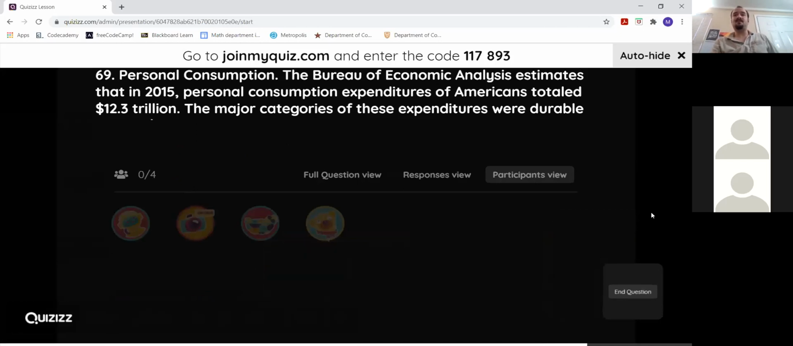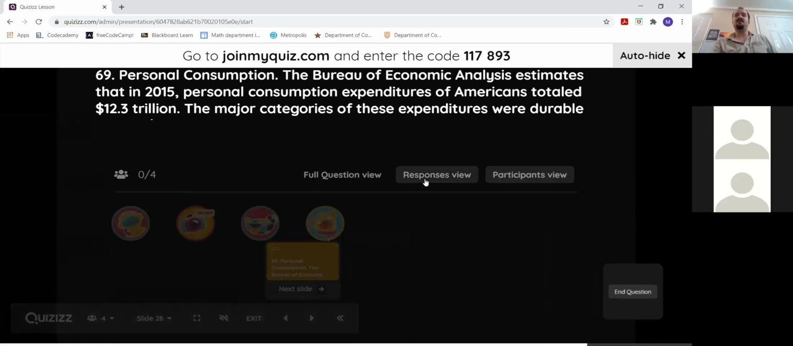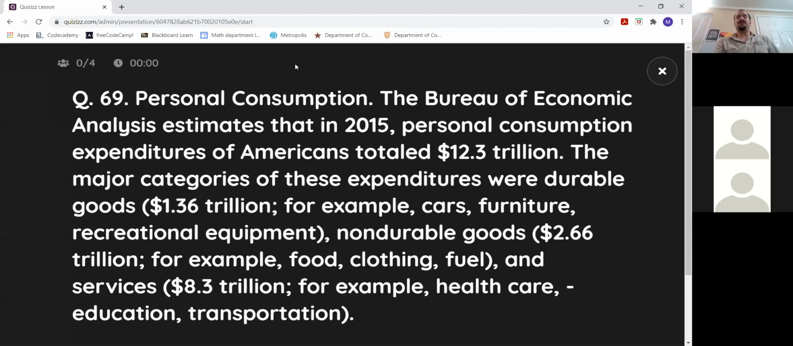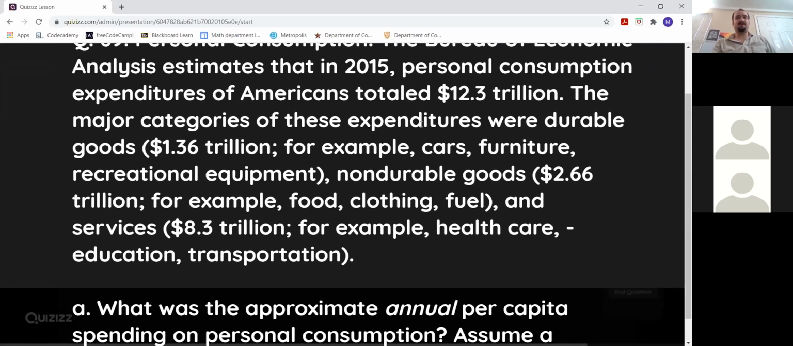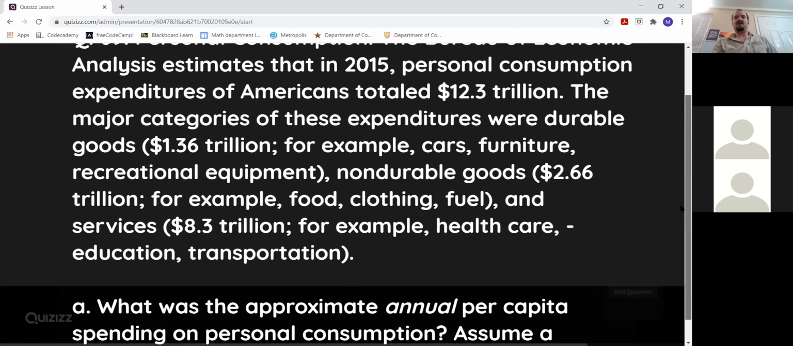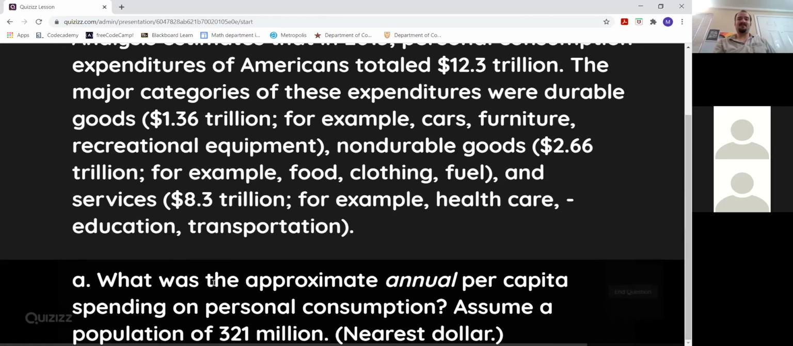All right, 69, personal consumption. The Bureau of Economic Analysis estimates that in 2015, personal consumption expenditures of Americans totaled 12.3 trillion. The major categories in these expenditures were durable goods, non-durable goods, and services. So basically, they're going to take all our expenditures and divide it up into 3 different categories here. And then they're going to ask us something about percentages. What is the approximate annual per capita spending on personal consumption if you're going to assume the population is 321 million? So I just wanted nearest dollar amount for this thing, apparently.